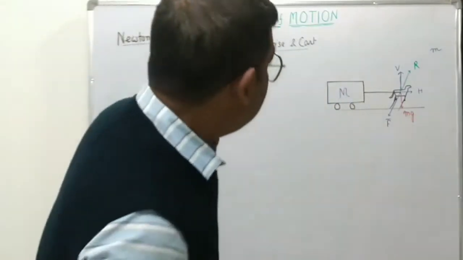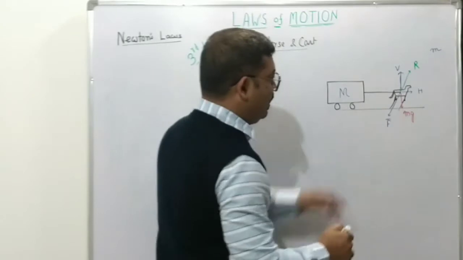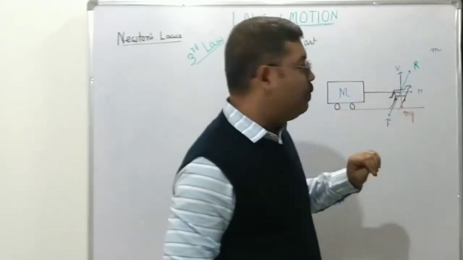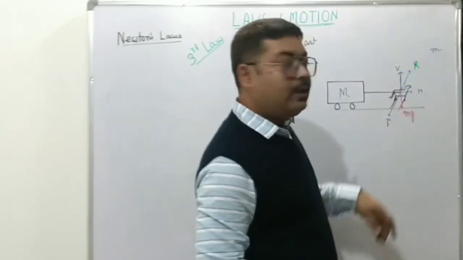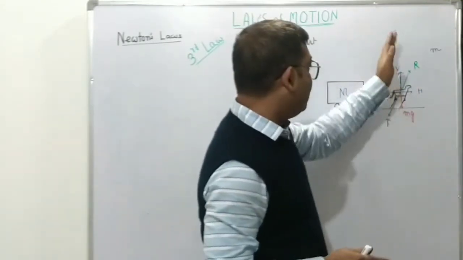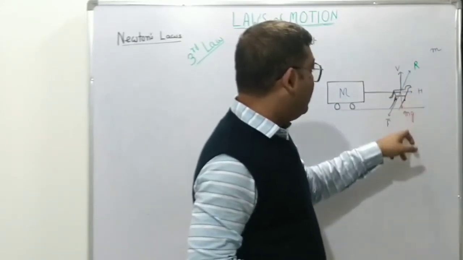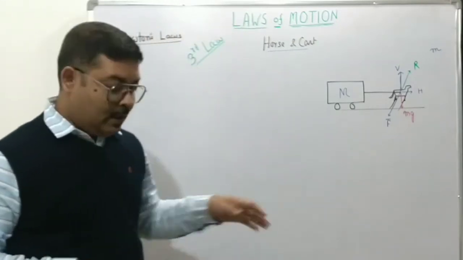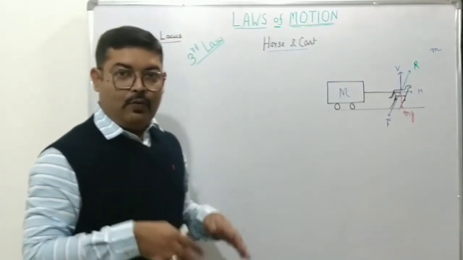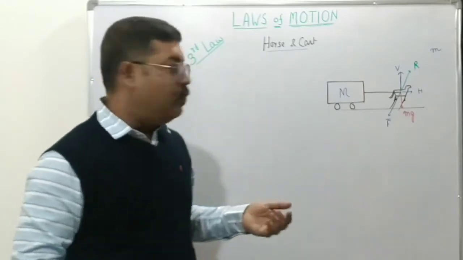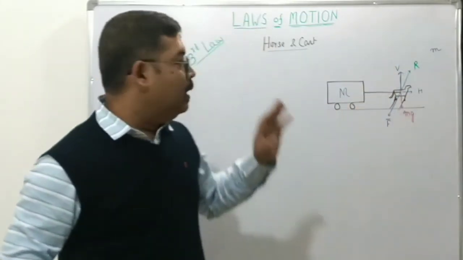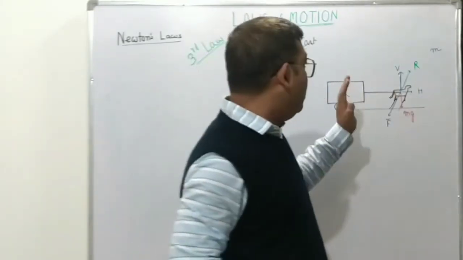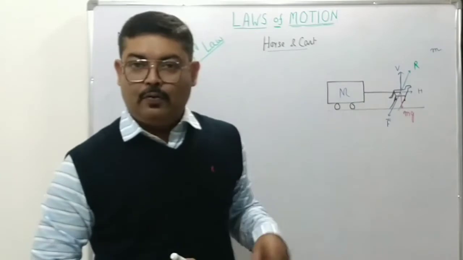So what we see is that the force applied by the horse in the backward and downward direction will give rise to a reaction force due to Newton's third law of motion. And this reaction we can divide into two components, one vertical and one horizontal. The vertical component is going to balance the weight, as we have just discussed, just as you are standing on the ground because your weight is balanced by the upward reaction force. Second, the horizontal component of this force will try to pull the cart forward.